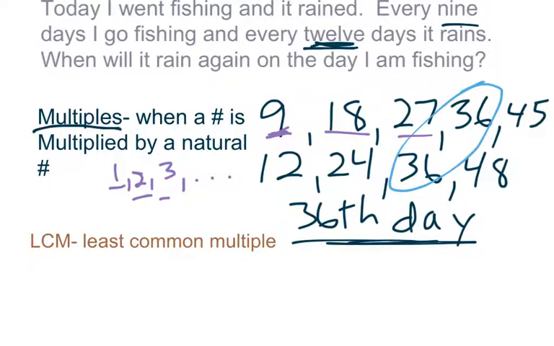And the LCM is the least common multiple, and that's what we just found. That was the first multiple that 9 and 12 had in common, which we got to be 36. So for smaller numbers like 9 and 12, that's probably the easiest way, is just to list out the multiples, circle the one they have in common. But there's a better way to do it for bigger numbers.